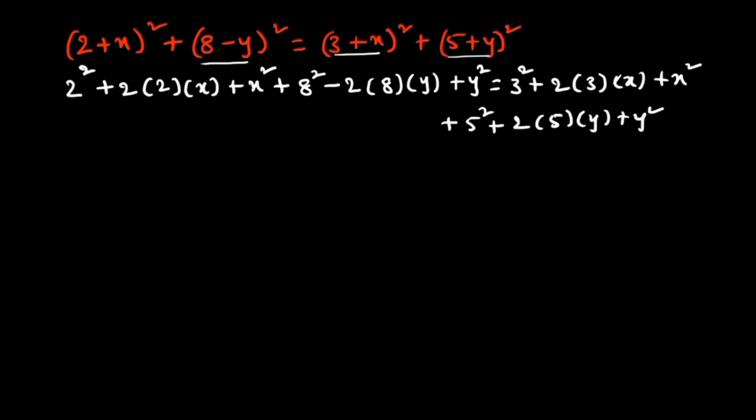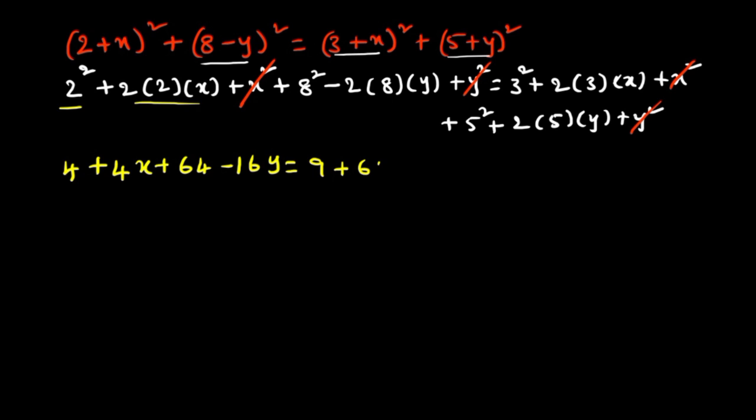Now you can observe that on both sides we can cancel x square, and here y square also gets cancelled. The remaining we have: 2 square, that means 4, plus 2 twos are 4 into x is 4x, plus 8 square is 64, minus 2 eights are 16y, equal to 3 square is 9 plus 2 threes are 6x. Don't get confused: 3 square is 9 and 2 threes are 6x, and 5 square is 25 plus 2 fives are 10y.